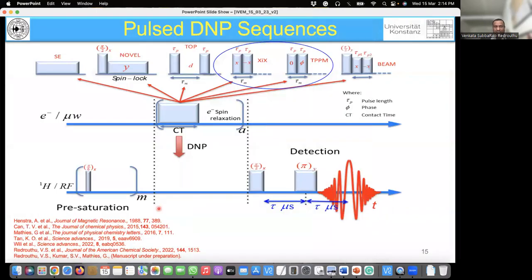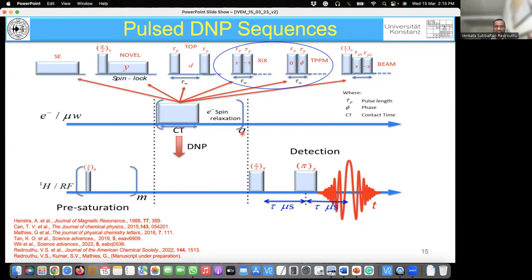And recently we came up with two new DNP sequences. They are named after analogous decoupling sequences in NMR. They are XIX DNP and TPPM DNP. XIX stands for X inverse X, which means we apply X followed by the inverse X pulse. And TPPM stands for two pulse phase modulation. So we apply a pulse and then another pulse with the opposite phase. Usually we can write phi by 2, minus phi by 2, or like 0 and phi. So two pulses with different phases.